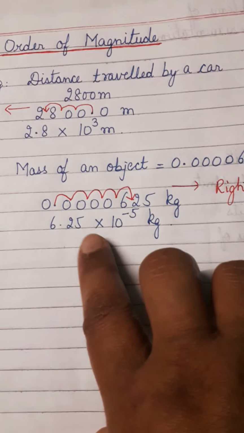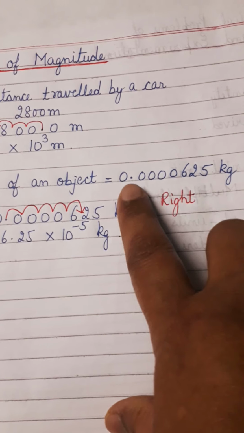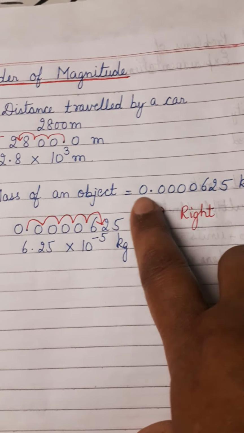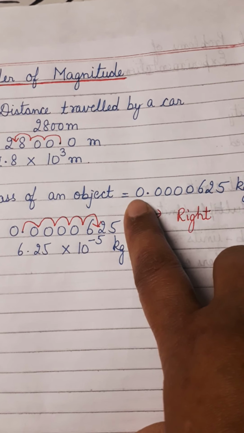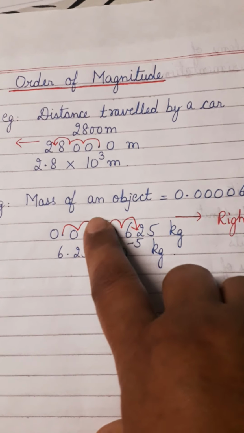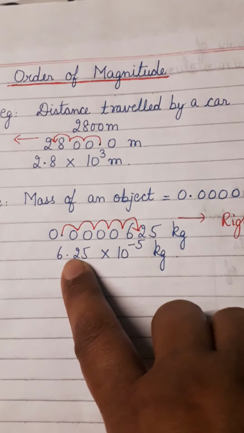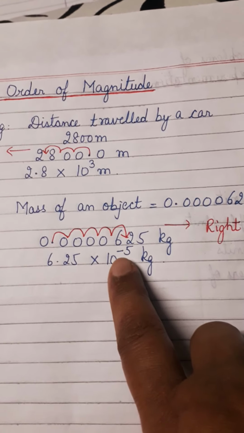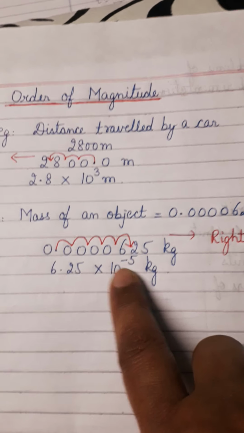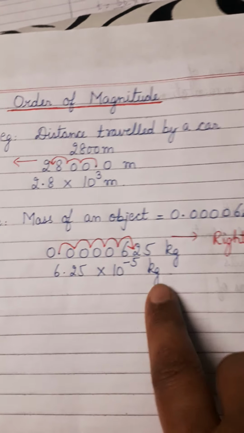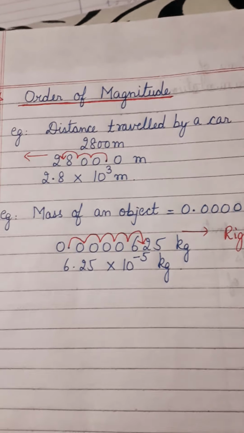Now if I take the second example, it is the mass of an object taken to be 0.0000625 kg. Here you can see that again I need one digit to the left. 0 is not a digit. So this decimal needs to jump, and let's see how many jumps it will take. It takes 1, 2, 3, 4 and 5. So the value becomes 6.25, and because it is taking 5 jumps towards the right, it will be raised to a negative value. So the final value will be 6.25 into 10 to the power minus 5 kg. Now this order of magnitude I am going to apply to solve the numerical problems.